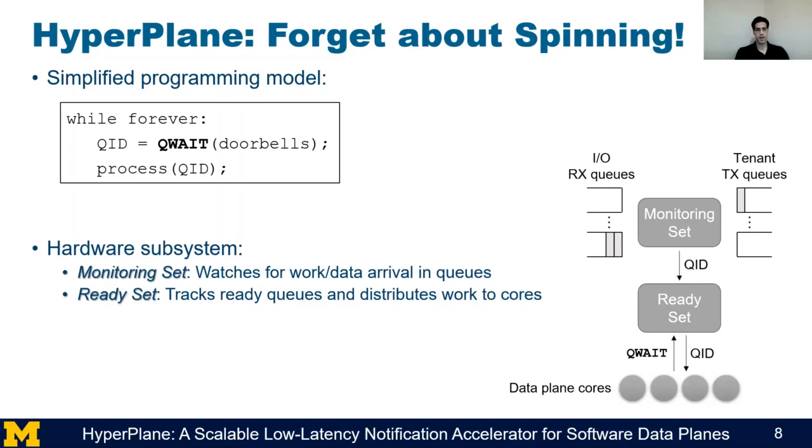The magic is done by HyperPlane's hardware subsystem, which includes a monitoring set and a ready set as shown in this figure. The monitoring set watches receive queues of I/O devices and transmit queues of tenants for work or data arrival. The ready set tracks ready queues and, based on a particular service policy for queues, returns a ready queue ID to a core that has called the queue-wait instruction. I'll describe the interactions of this subsystem with the queues and cores in the following slide.